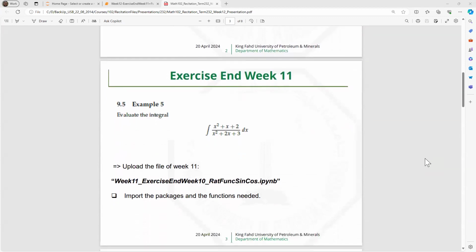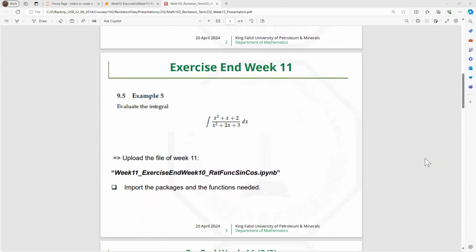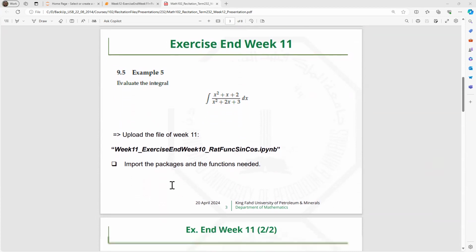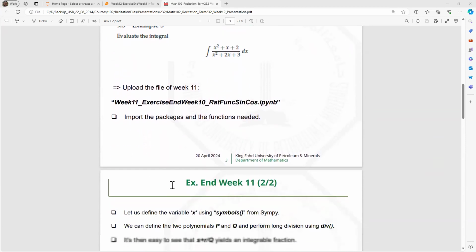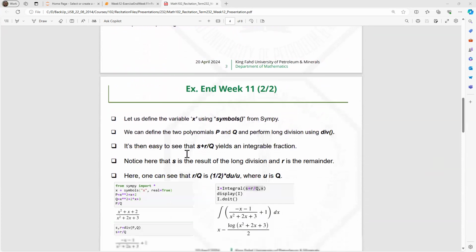And here we were asked to integrate x squared plus x plus 2 divided by x squared plus 2x plus 3. We'll start as usual by uploading the file corresponding to this week's presentation as the file for week 12. Be careful, it's the file for week 12, not for week 11. That's a mistake.